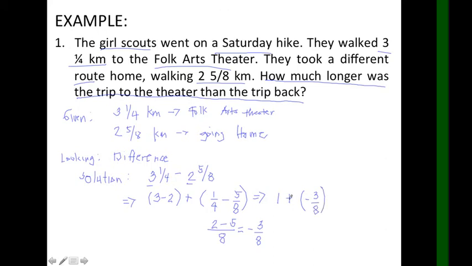So, i-add natin ngayon, 1 plus negative 3 over 8. So, that's minus. Ngayon, ang gagawin natin is, etong 8 na to, gagayahin natin siya since meron tayong 1 dito. Gawin natin 8 over 8 ito kasi 8 divided by 8 is 1. So, para pareho na sila ng denominator. Okay. At ang magiging answer natin dito ay 8 minus 3, 5. So, the answer is 5 over 8.